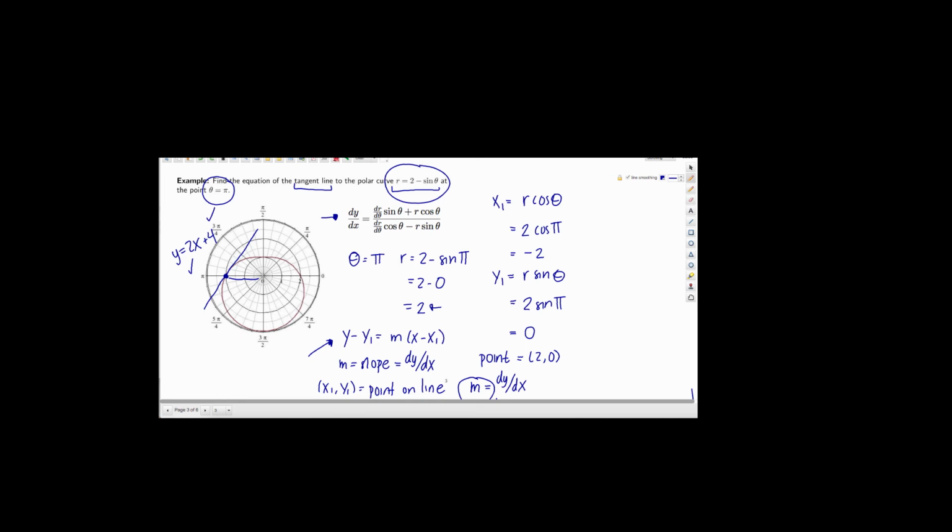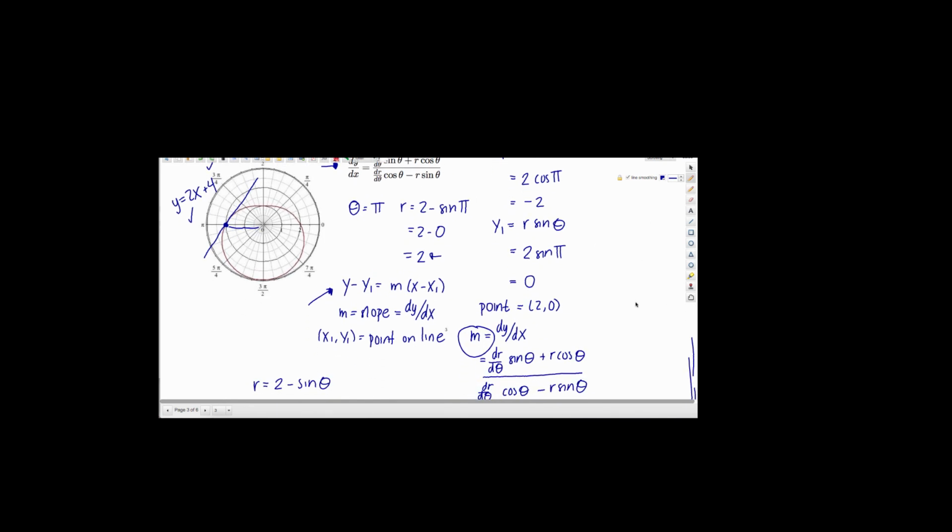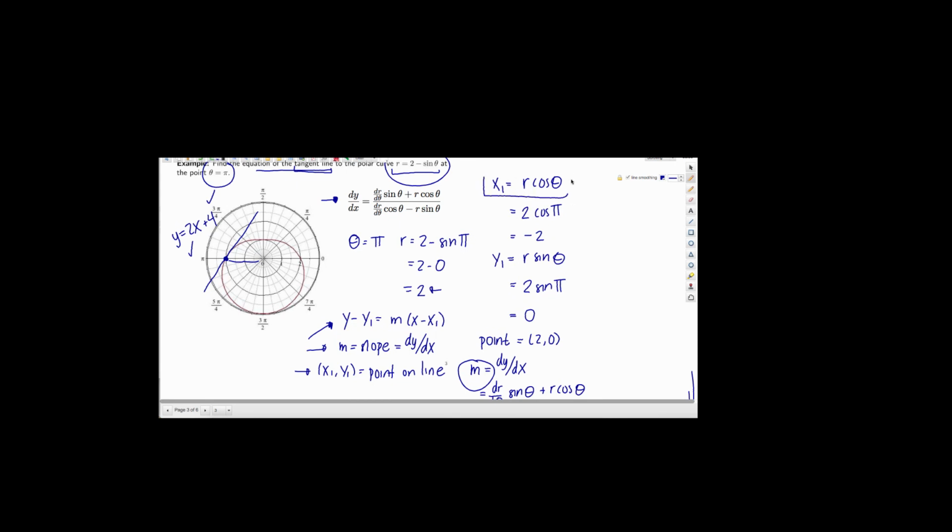So to summarize, the steps here were to remember that if you want the equation of a tangent line, you need to get two things. You need to get a slope, and you need to get a point on the line. The point on the line we get by using x is r cosine theta and y is r sine theta. r we can compute from the polar curve, and theta we were given. So we get our point on the line. And then we need to compute our slope m. In order to compute our slope m, we need to get dy dx. And you either remember the formula that we derived for dy dx for a polar curve, or you can just rederive it as we did.